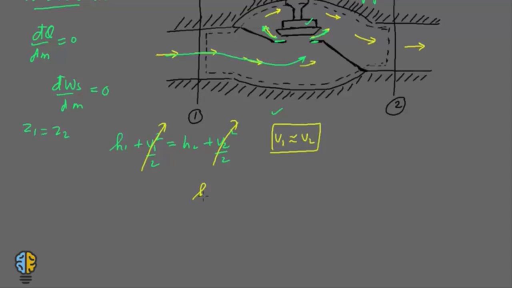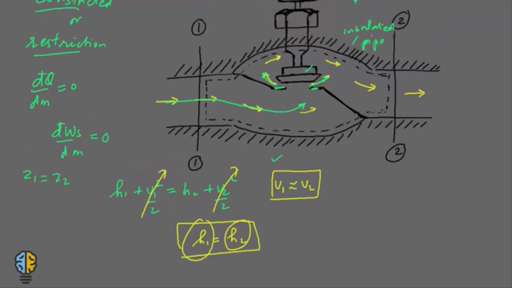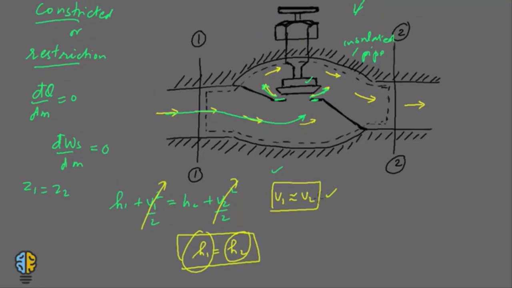This brings us to a very, very important conclusion, that is H1 is equal to H2. That says that the enthalpy of the fluid before throttling is equal to the enthalpy of the fluid after throttling. So this is a very important observation in the throttling process, that upon throttling there is not much change in the velocity or the kinetic energy, but there is a huge pressure drop, and the enthalpy before and after throttling are the same.